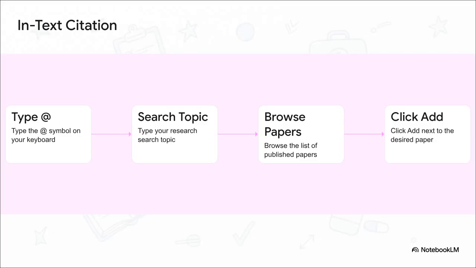And we all know hunting down references can somehow take longer than actually writing the paper. But with the in-text citation search, you literally just type the @ symbol followed by your topic. So you type something like problem-based learning MBBS outcomes. You can immediately browse through published papers, hit add, and the citation just drops right in. Seriously, this feature alone is going to save you hours of digging through PubMed or Google Scholar.